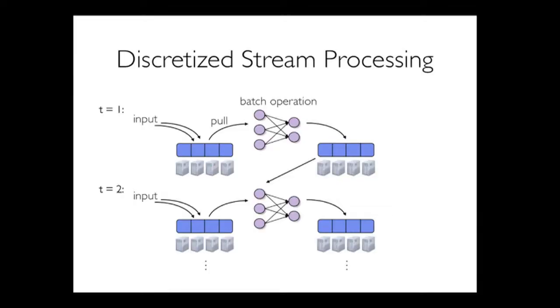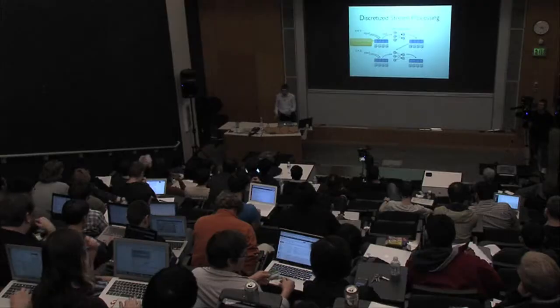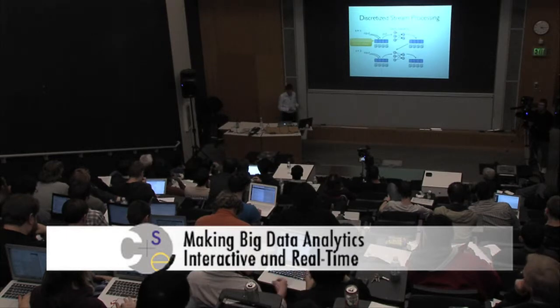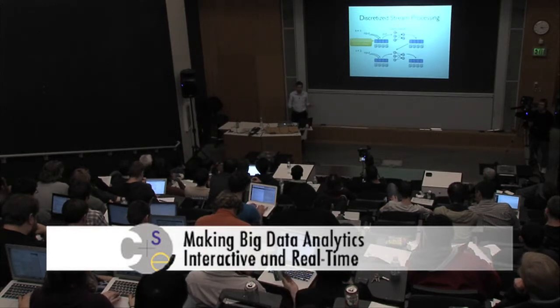We call the model discretized stream processing. Basically, the model is we divide time into these little intervals. In each interval, we take the data that arrives, and we store it reliably across the cluster. When that interval is over, it forms an immutable data set, which is partitioned across the cluster. This one we actually replicate for fault tolerance because most people want to save the input, and you need to have some copy replicated if you want to recover from faults.